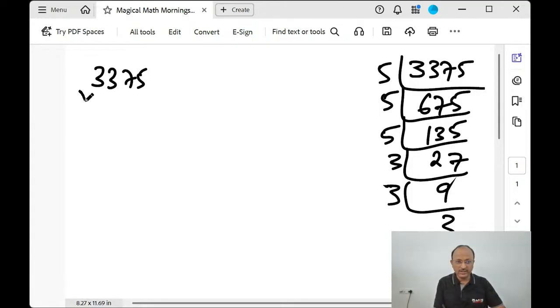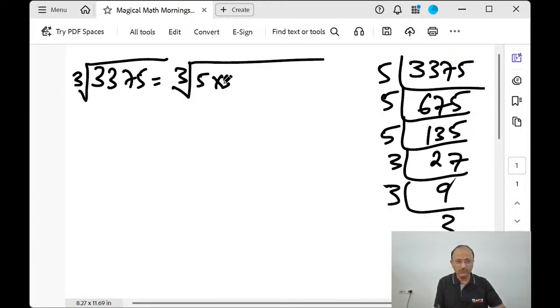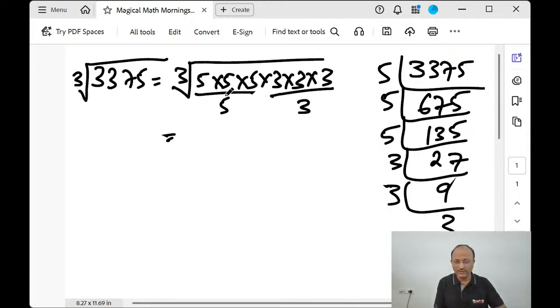So how can we write the cube root of this? It's the cube root of 5 into 5 into 5 into 3 into 3 into 3. Now we can group them into threes. One 5, and instead of these threes, one 3 will come. So when we take them outside the cube root, we take one representative number for every three factors of the same number. So 5 into 3 will come, which is nothing but 15.